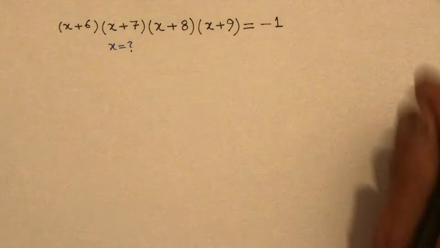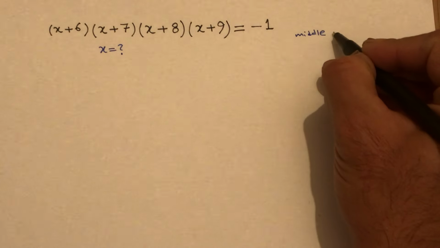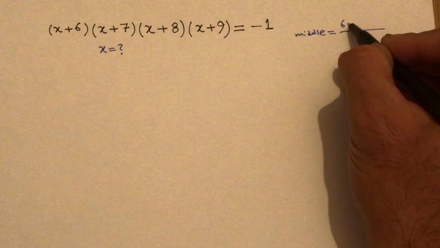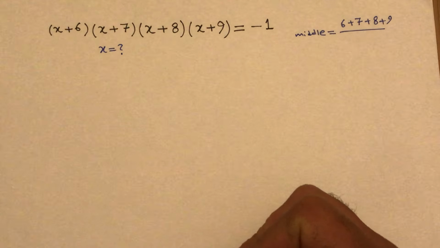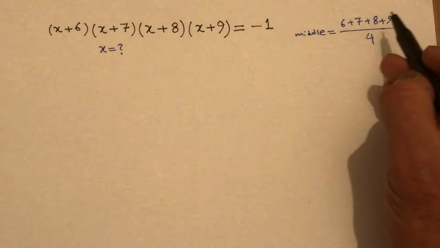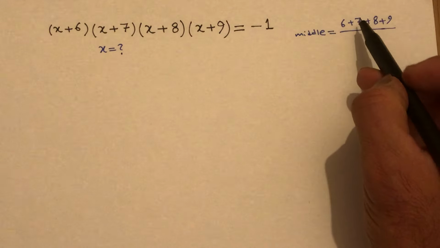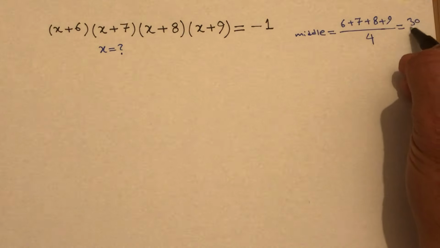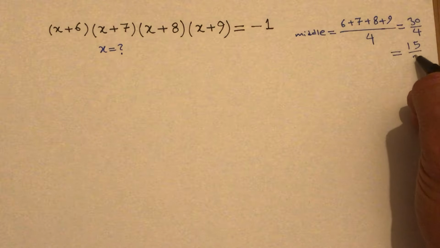The middle number here is... You can take the average from these numbers. 6 plus 7 plus 8 plus 9 over 4, because we have 4 numbers. If you divide this collection of numbers over 4, it is 30 over 4, which equals 15 over 2.